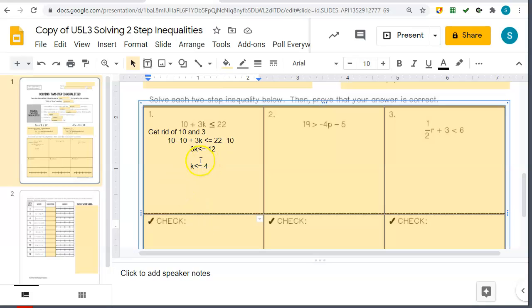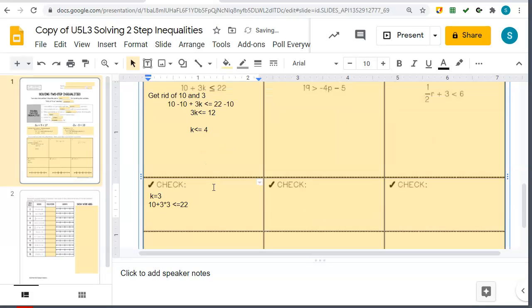Now, we want to go ahead and check that one. So let's pick a number, k less than or equal to 4. I normally like to pick the decimal, but let's just say k equals 3, see if that works. So we've got 10 plus 3 times 3, and is that less than or equal to 22? And it is. 19 is less than 22.